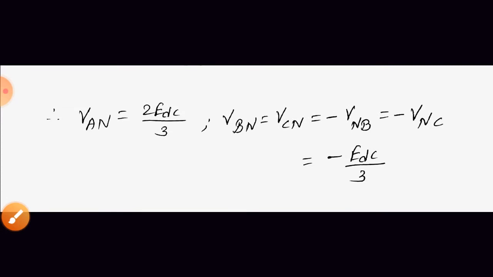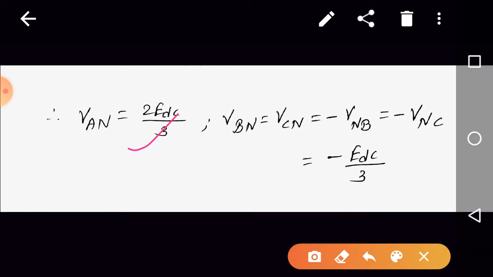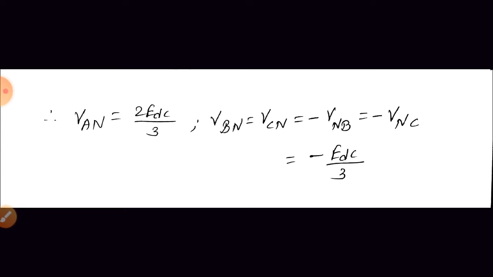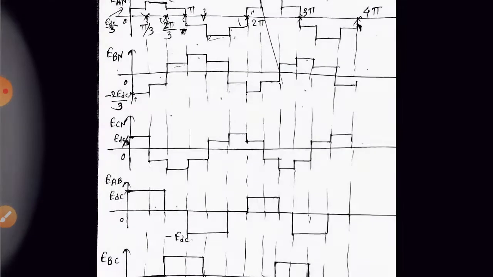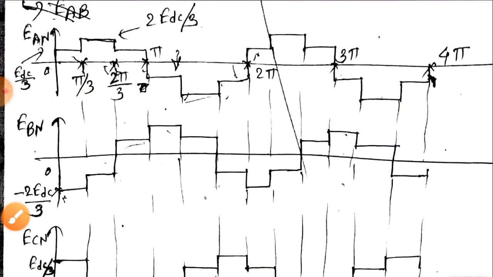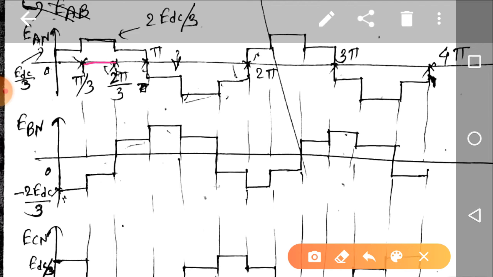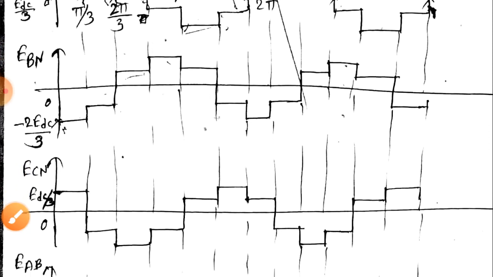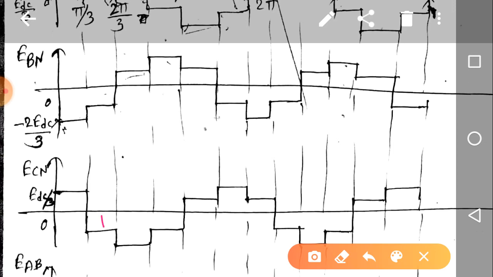So what is Van during the second interval? It is 2 EDC by 3, and Vbn, Vcn is equal to minus EDC by 3. So Van is 2 EDC by 3 and Vbn is minus EDC by 3. Second interval means this region, right? What is the value of Vbn? It is minus EDC by 3. What is the value of Vcn? It is also minus EDC by 3.